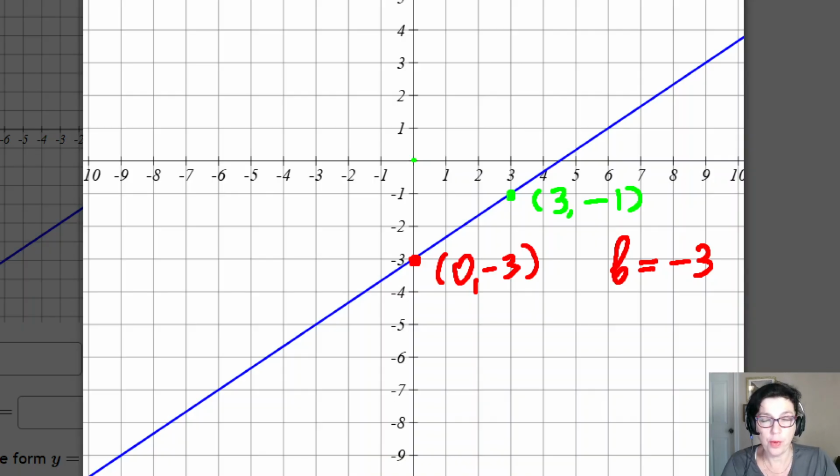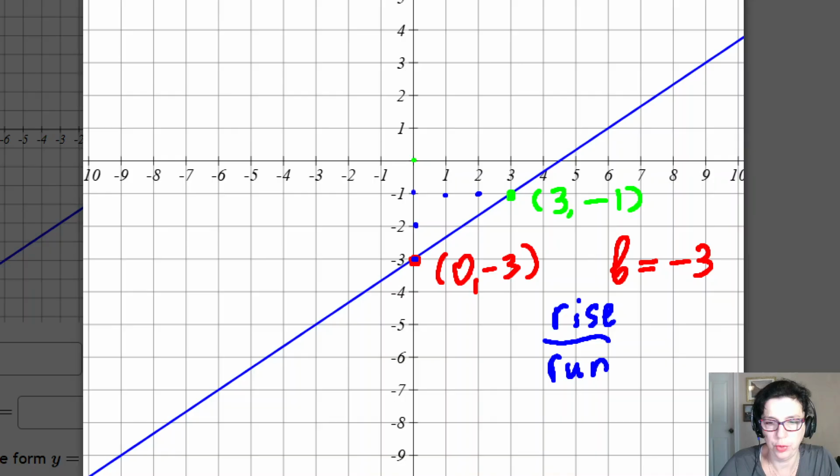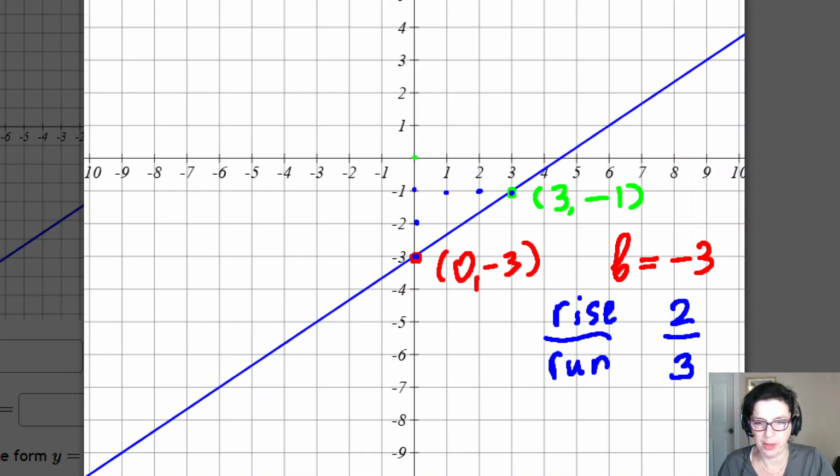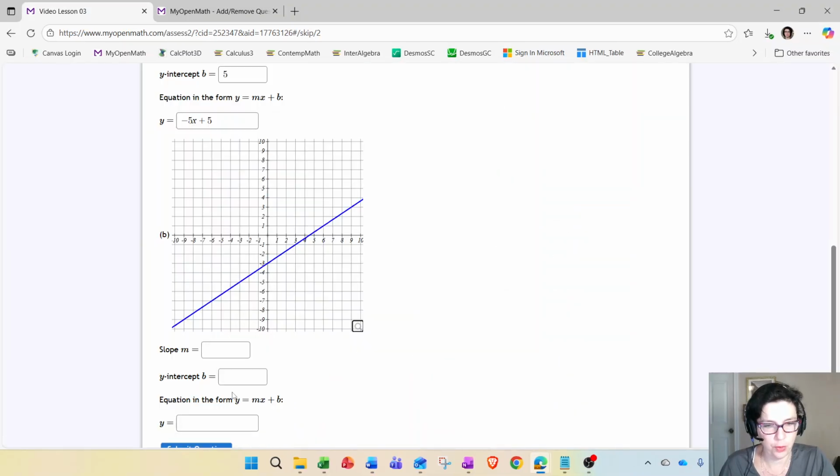Now we want to find the slope. The slope is rise over run. Start at the point that has a smaller x, right here. How do we get to the other point? Well, we can go 2 up, and then we go 1, 2, 3 to the right. So the run is 3, and the rise, we said 2 up, so that would be 2. So that's our slope, 2 over 3. And it's positive.